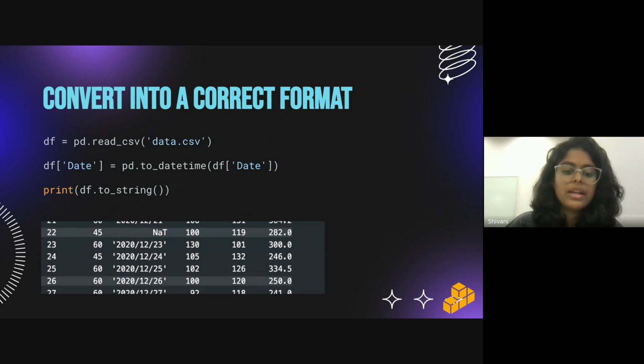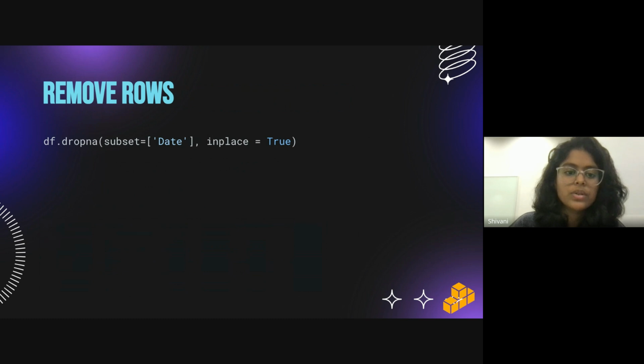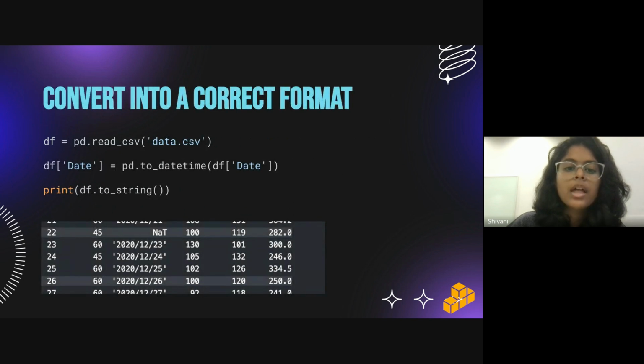After converting it to the correct format, like here 26 has changed. That's great. It has become a string, but 22 hasn't changed. So you can drop the rows using the previous method of dropna.